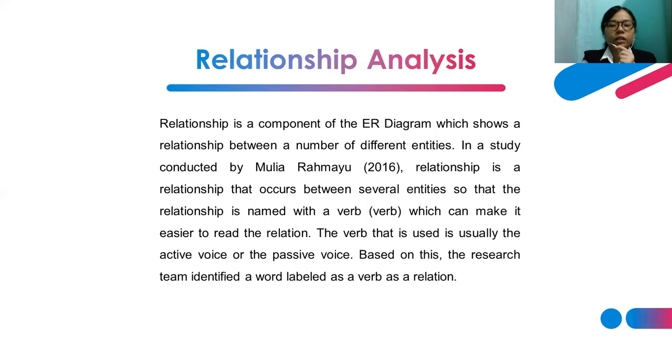The next is relationship analysis. A relationship is a component of the ER diagram which shows a relationship between a number of different entities. In a study conducted by Mulia Ramhayu, a relationship is a relationship that occurs between several entities, so the relationship is named with a verb, which can make it easier to read the relation. The verb that is used is usually in the active voice or passive voice. Based on this, the research team identified a word labeled as a verb as a relation.